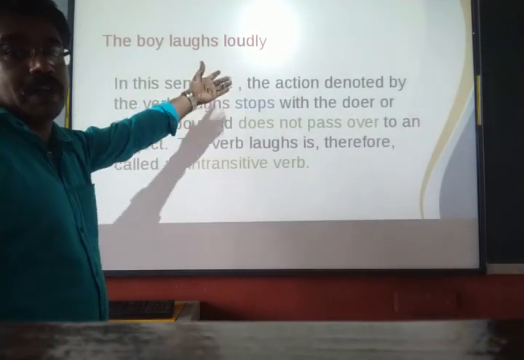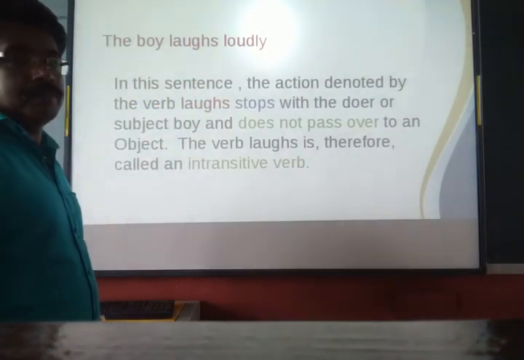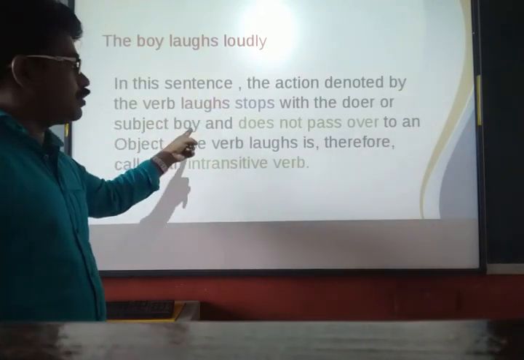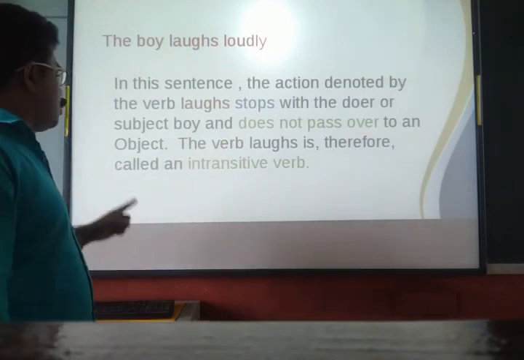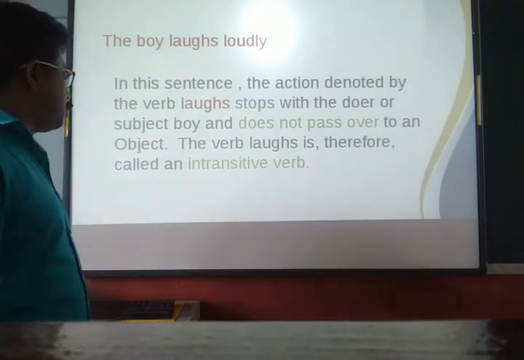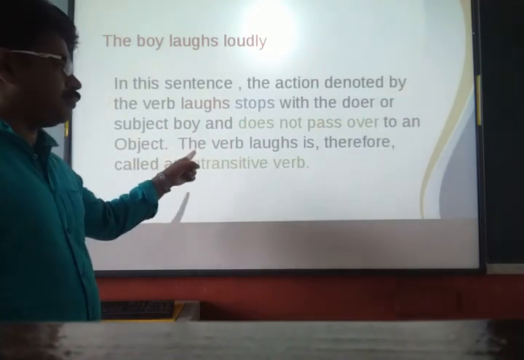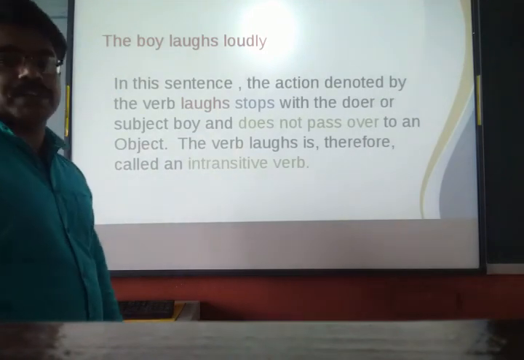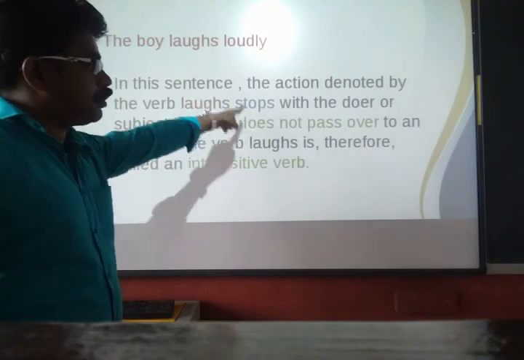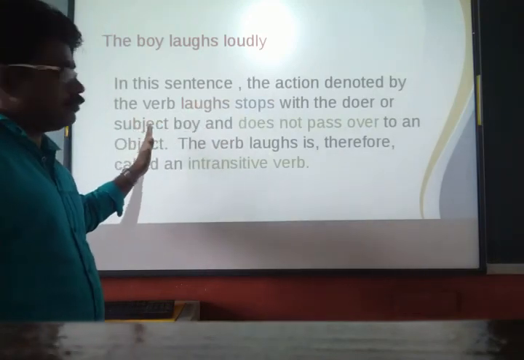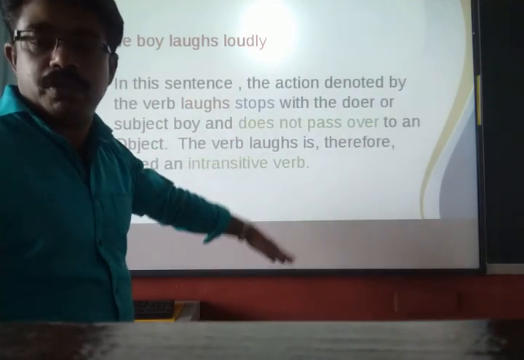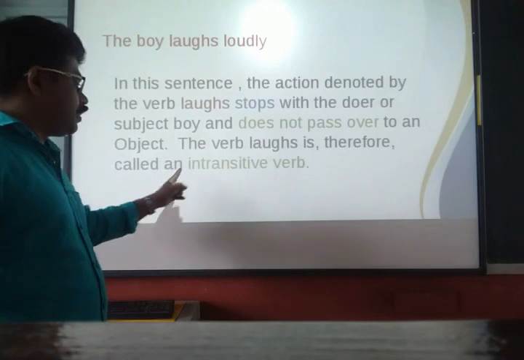The boy laughs loudly. In this sentence, the action denoted by the verb laughs stops with the doer or subject boy and does not pass over to an object. The verb laugh is therefore called an intransitive verb. As I said, it stops here. Laugh stops with the doer or the subject. It does not pass over to an object. So if it does not pass, it is said to be an intransitive verb.